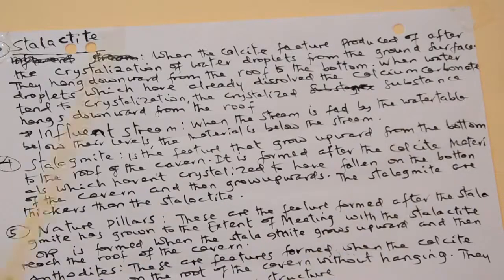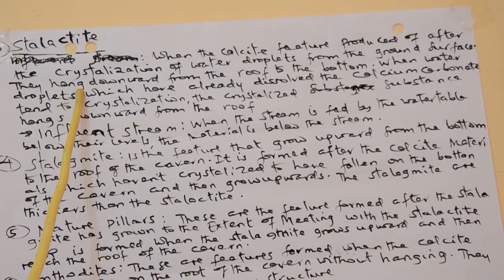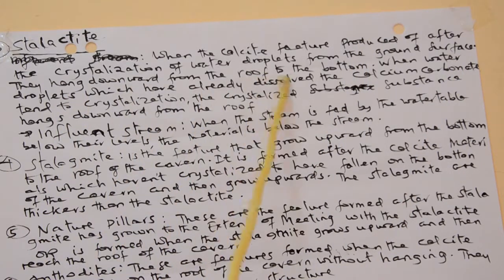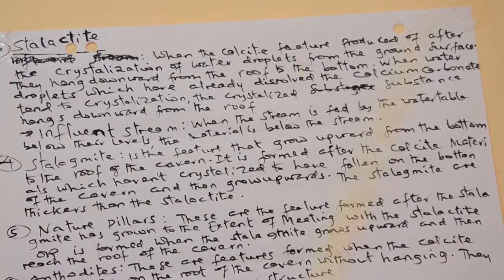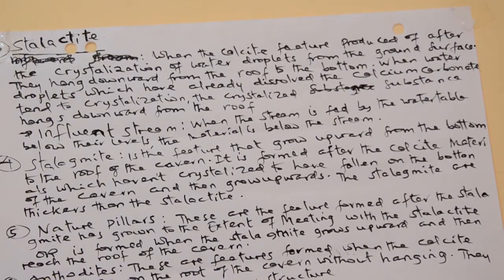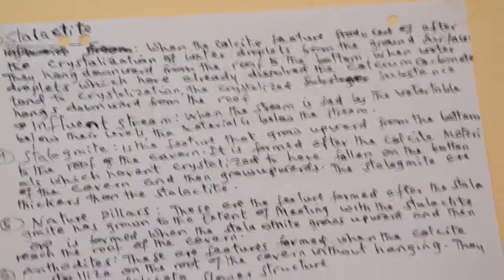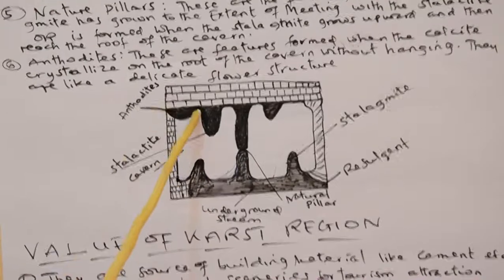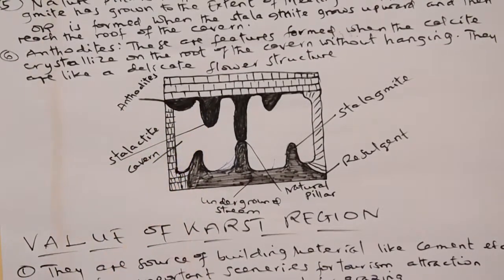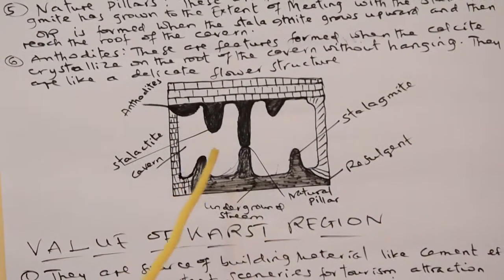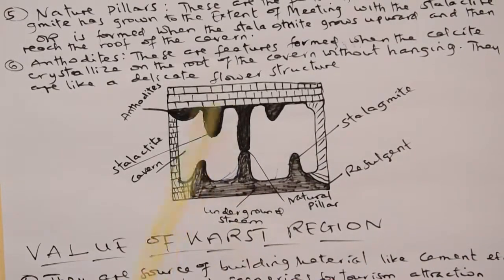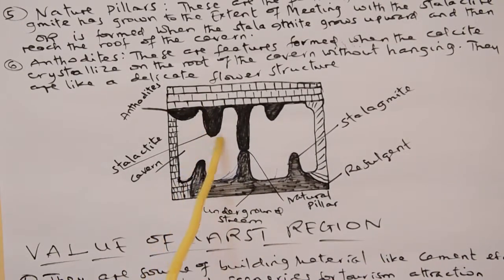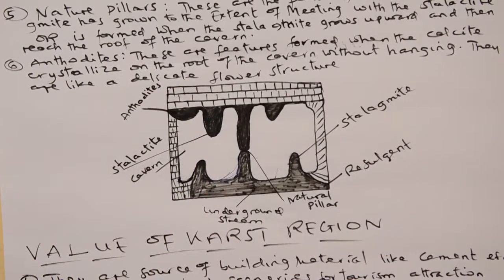produced by water, after the crystallization of water drops from the ground surface. They hang downwards from the roof to the bottom. Therefore, the landform is just hanging downwards. This feature of stalactite occurs when water reacts with a certain place and the hard material remains standing, hanging downwards like this structure which is forming.